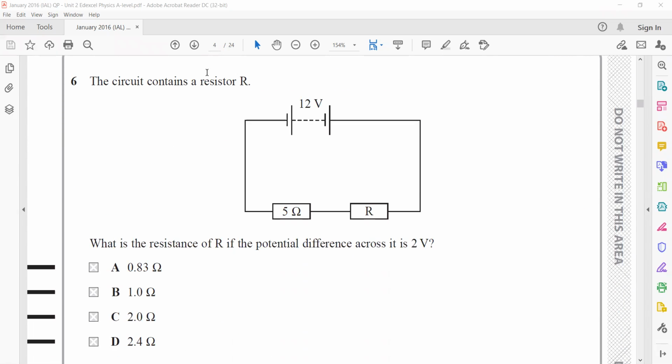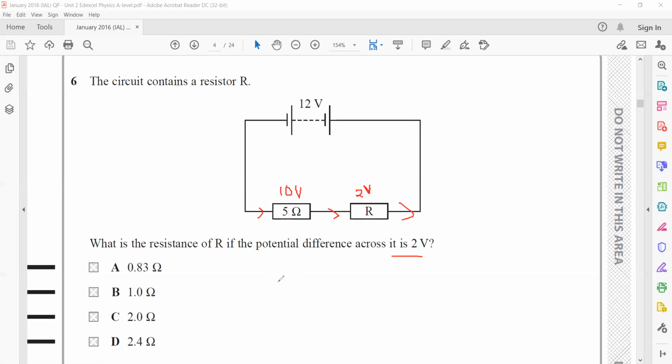Question 6. The circuit contains resistor R. What is the resistance if the potential across it is 2? So we can use a voltage divider formula. We have this total potential here. This is one way of solving, or first we can find the current here, because it's a series circuit. If 2 volts is here, 10 volts is the total, so we'll find the current. Because they are in series, they will have the same current, and knowing the current and voltage, we can also find the resistance.